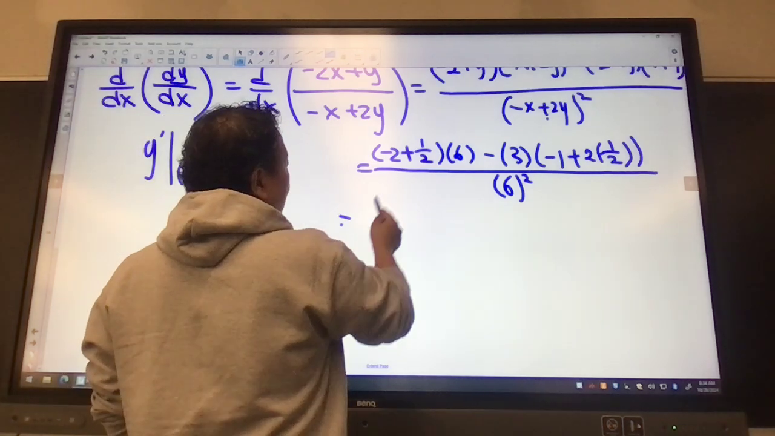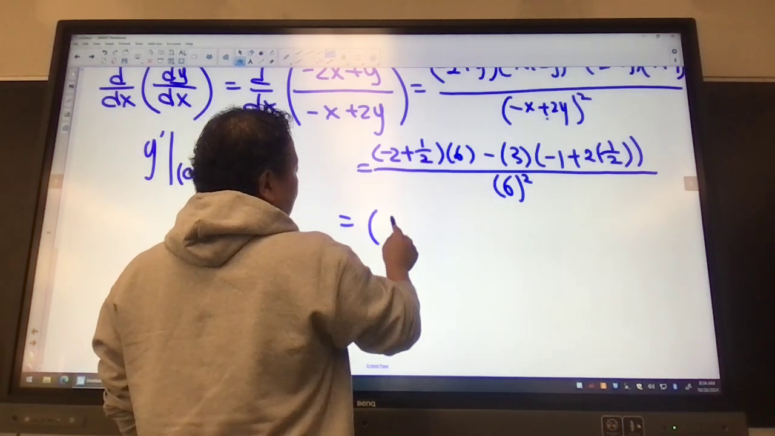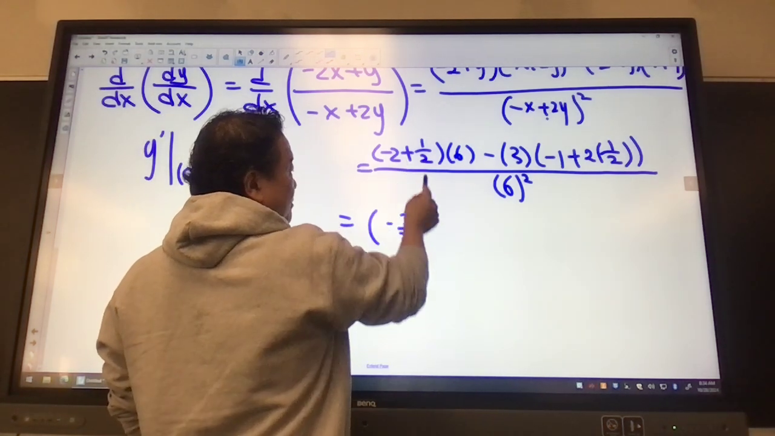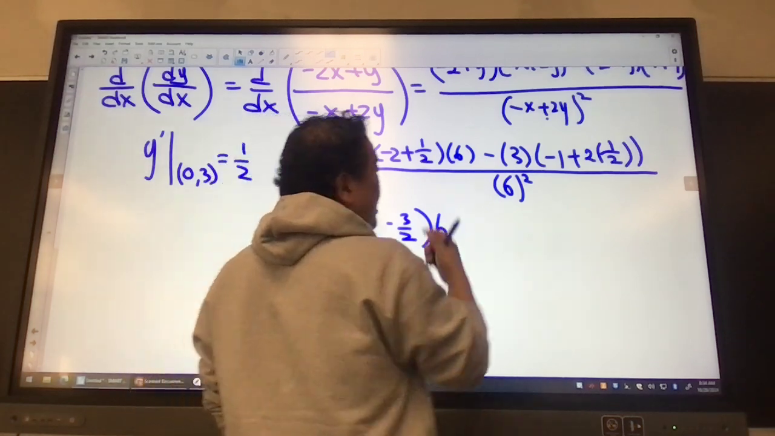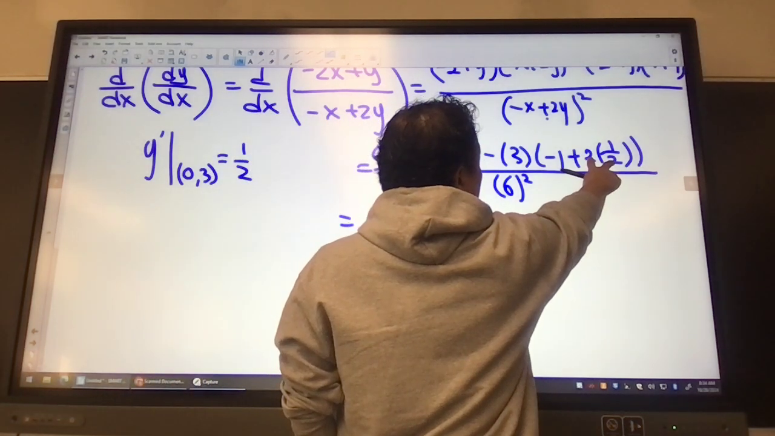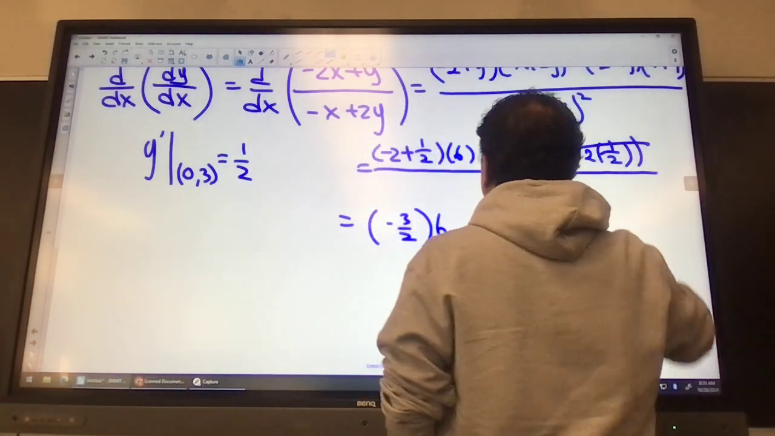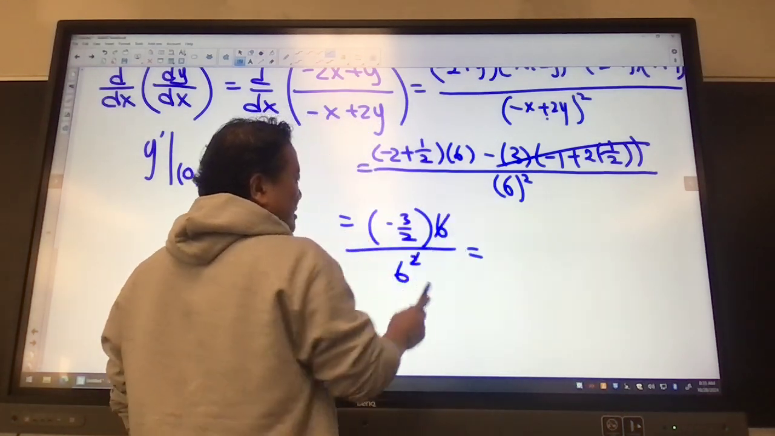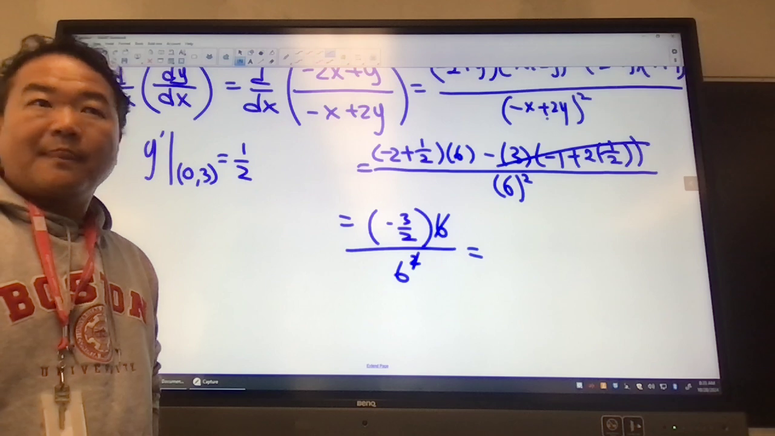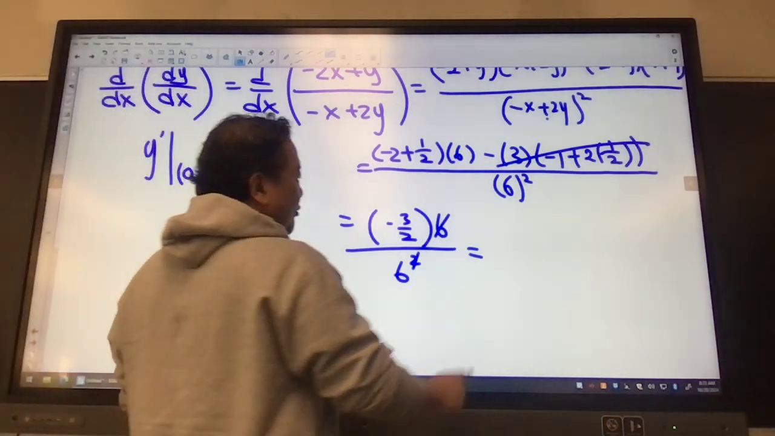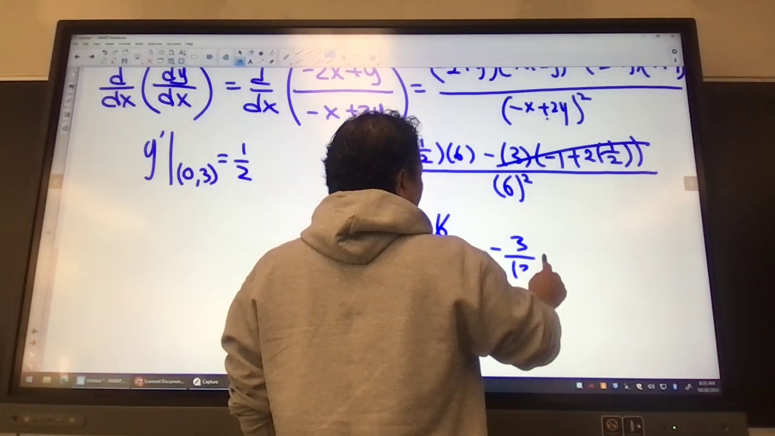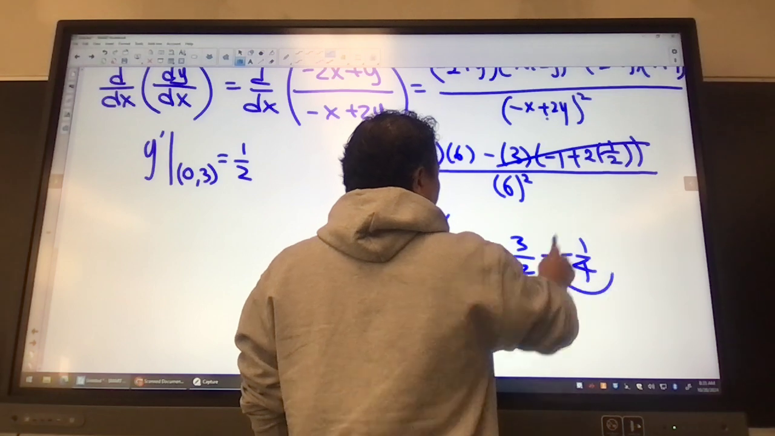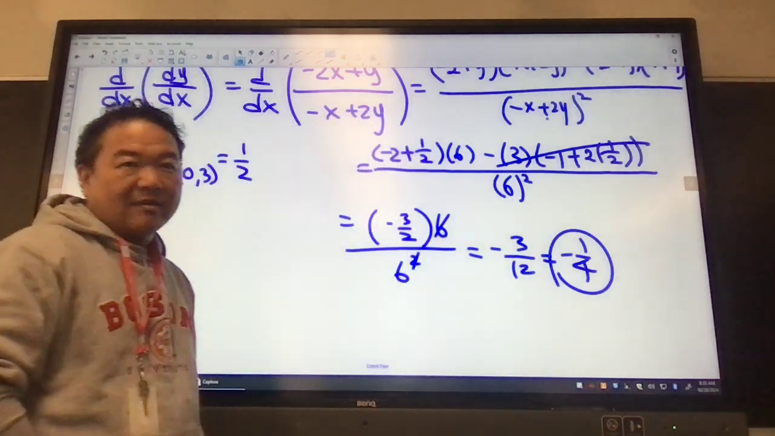So this one becomes what? Negative 3 over 2, would you agree? Times 6. And then that's 1. Oh, 1, that disappears. And that was 6 squared. So what I can do is one of the 6's can cancel away. Would you agree? So we get negative 3 over 12, which is negative 1/4. So that seems to be our final answer.